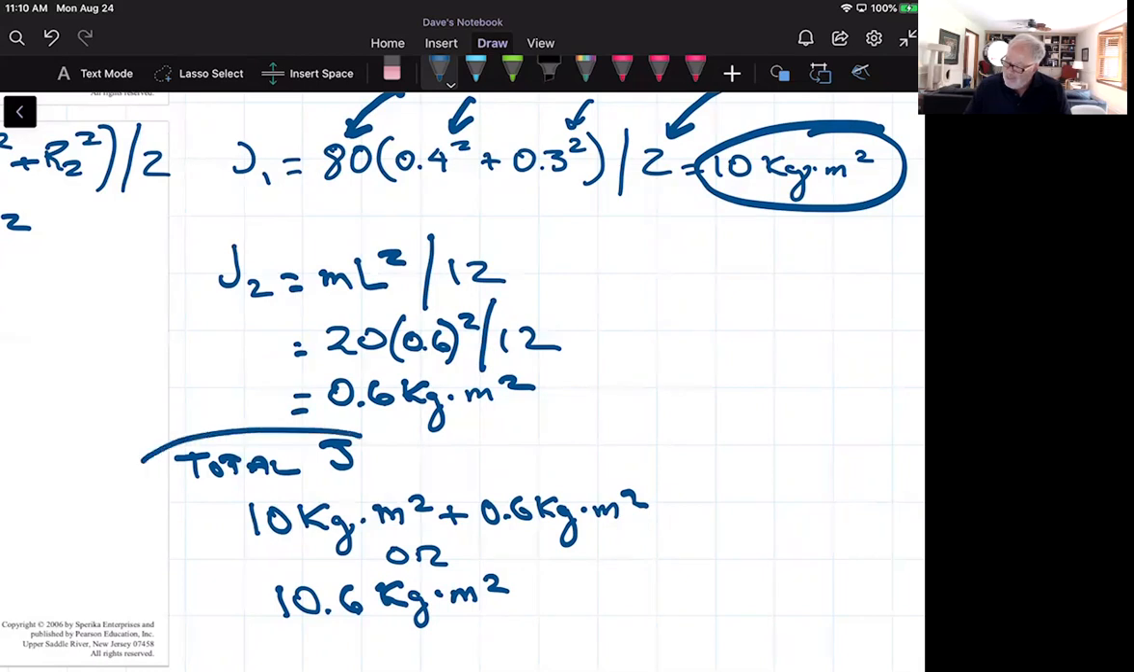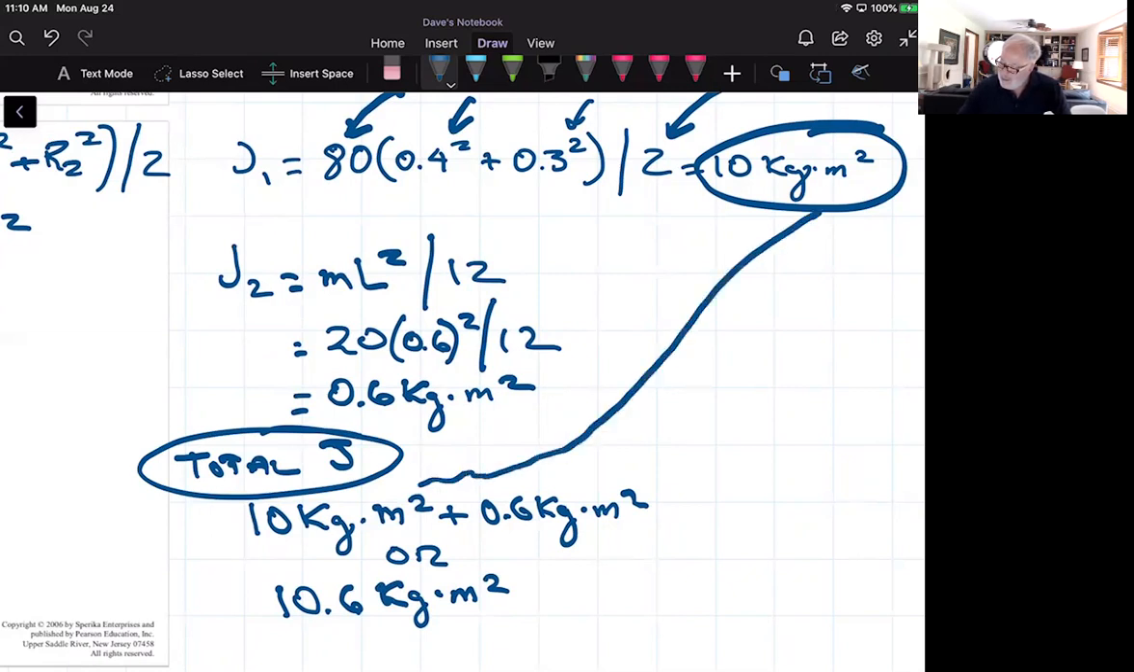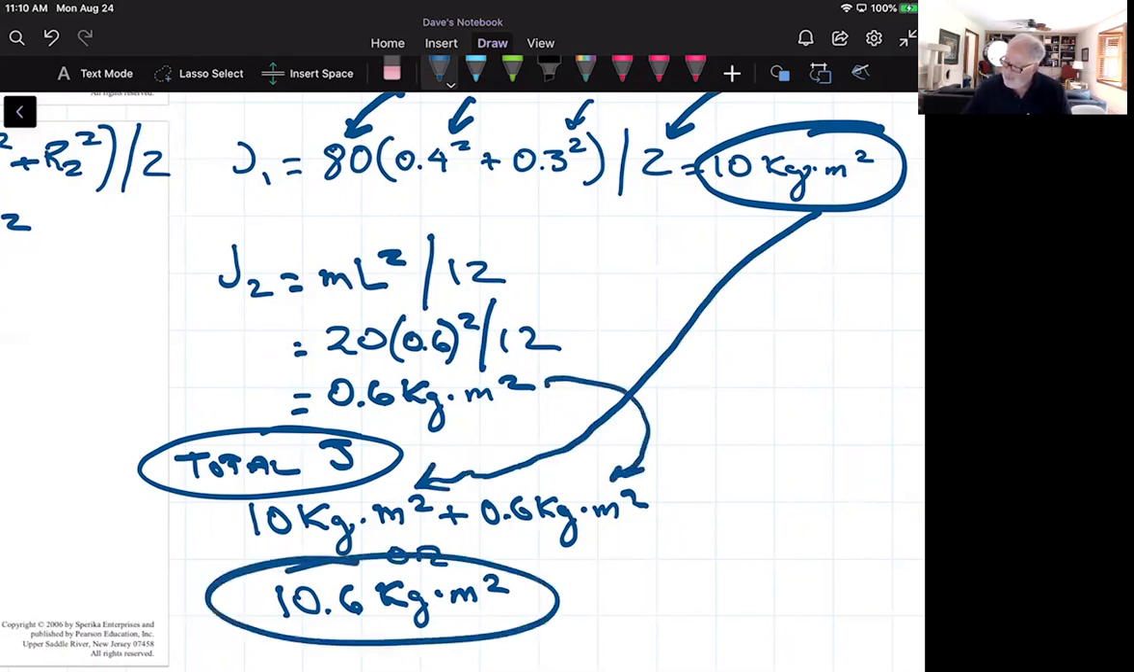Now, if we're finding the total energy of this object, then we take this 10, bring it here, and this 0.6 and bring it here, and the total J, or total moment of inertia, comes out to be 10.6 kilogram meters squared.